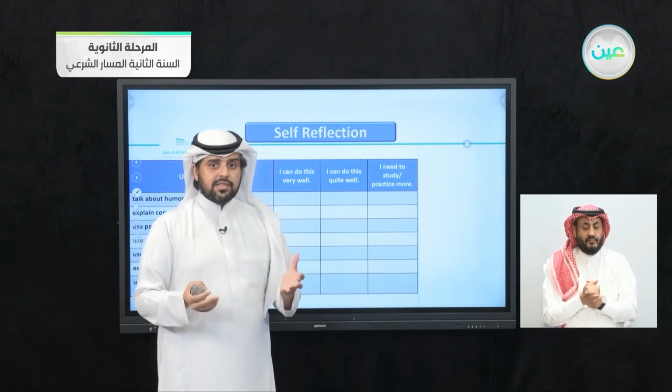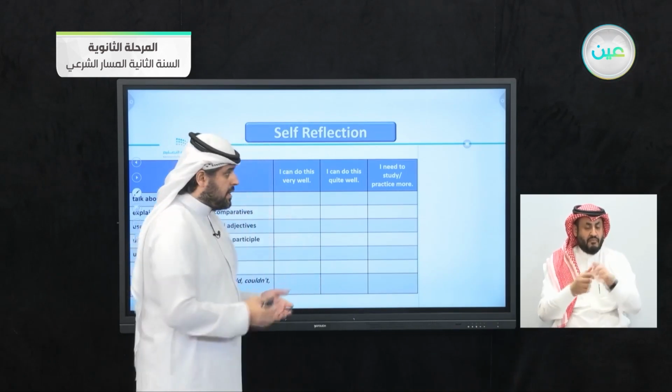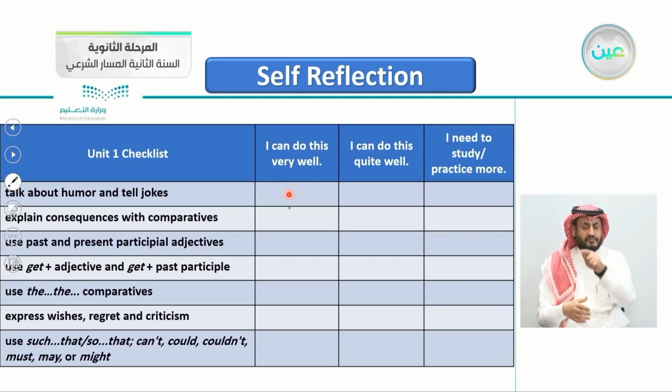If you do understand it quite well, just tick here in the first column. If you do this quite well, you understand telling jokes, tick here. If you don't understand it at all, tick here. Explain consequences with comparatives. Also, tick the correct mark for you. Using past and present participles as adjectives.